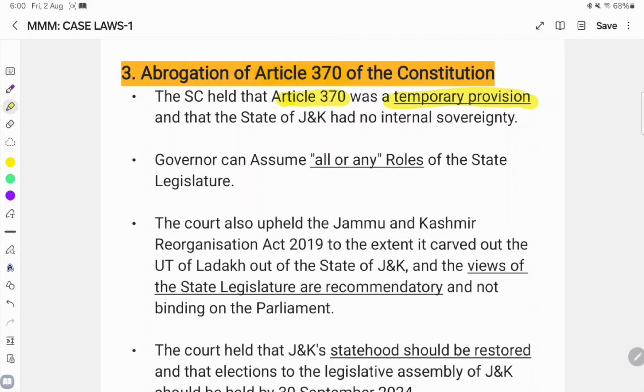So it was held by the Supreme Court that the Governor can assume all or any role of the state legislature. The abrogation of Article 370 was criticized on the ground that the state legislature was not taken into confidence. But the Supreme Court said that the Governor has the complete power to take the role of state legislatures.